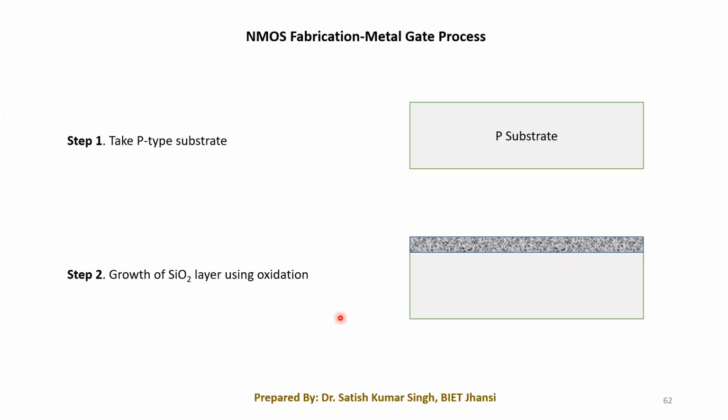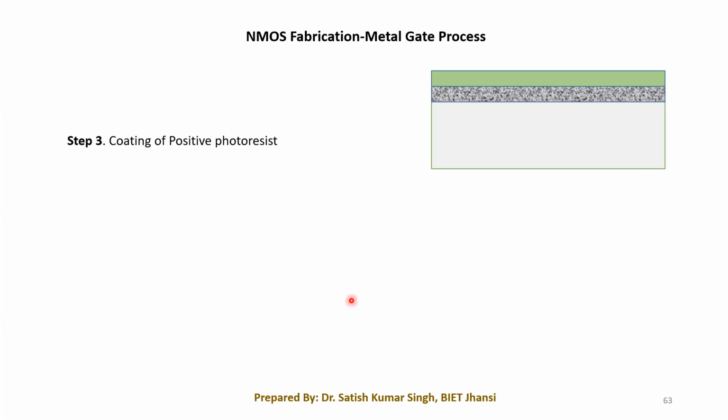As I have already explained, the SiO2 layer will act as a mask for the dopants. We can see that in the next slide. So after growing the SiO2 layer, onto the SiO2 layer we have to deposit another layer, which is our positive photoresist. We have to coat a positive photoresist layer. It will be an organic layer. We coat this photoresist over this particular SiO2 layer.